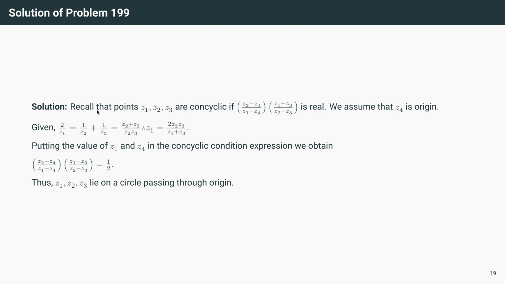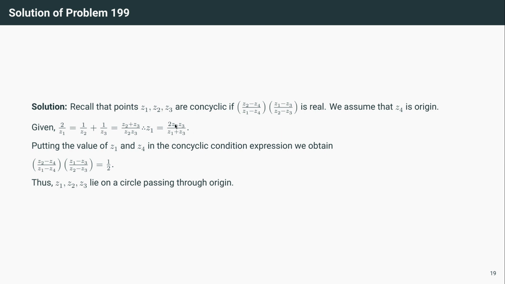So we know that if 4 points z1, z2, z3, z4 are concyclic, then z2 minus z4 by z1 minus z4 into z1 minus z3 by z2 minus z3 is real. So we take the fourth point z4 as the origin. Now we are given that 2 by z1 is equal to 1 by z2 plus 1 by z3, that is z1 is equal to 2 z2 z3 by z2 plus z3.